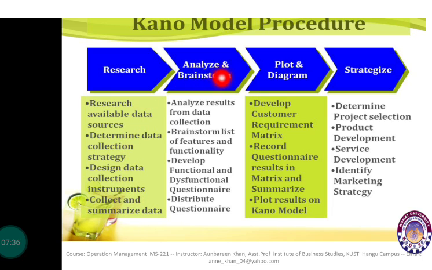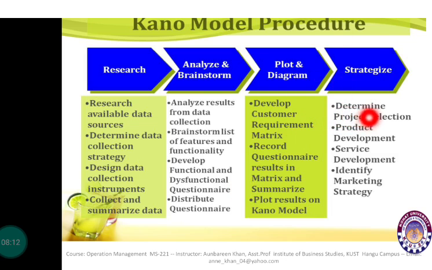The second step is analysis and brainstorming. Analyze the results from data collection, brainstorm a list of features and functionality, develop functional and dysfunctional questionnaires, and distribute the questionnaire. Third is plot and diagram. Develop a customer requirement matrix, record the questionnaire results in the matrix, and summarize and plot the results on the Kano model.